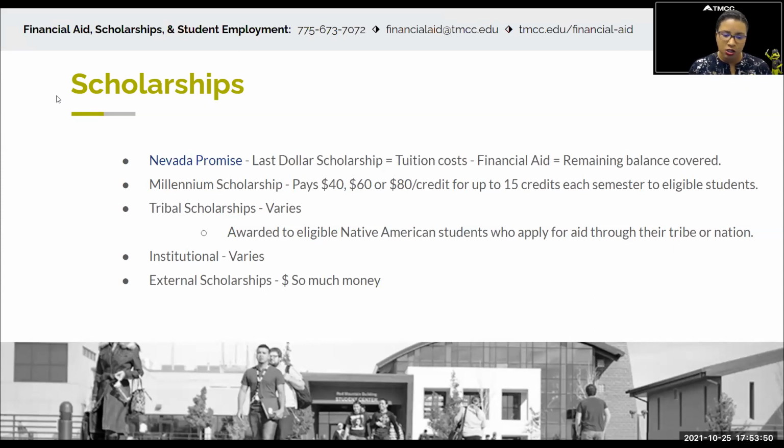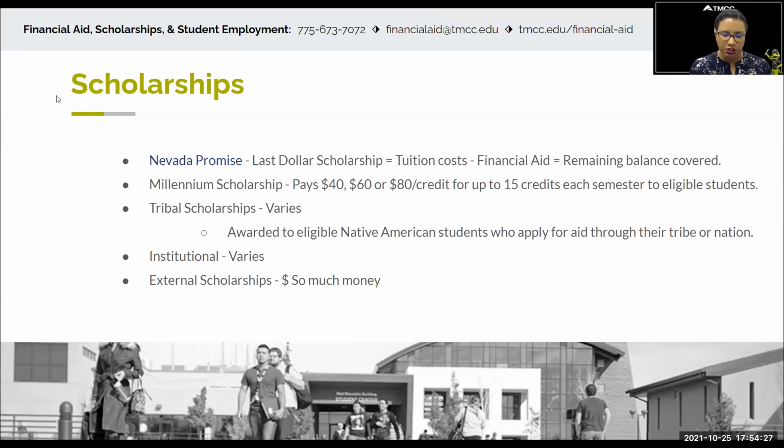Like I said before, all institutions typically have a scholarship application that you can fill out, or they have scholarships that they just award when you apply to the school. So it's going to vary on how much you can get from your institution and what the requirements will be. However, there are also external scholarships. And what that means is just any scholarship that comes from a place outside of your school. And you can get so much money from that.